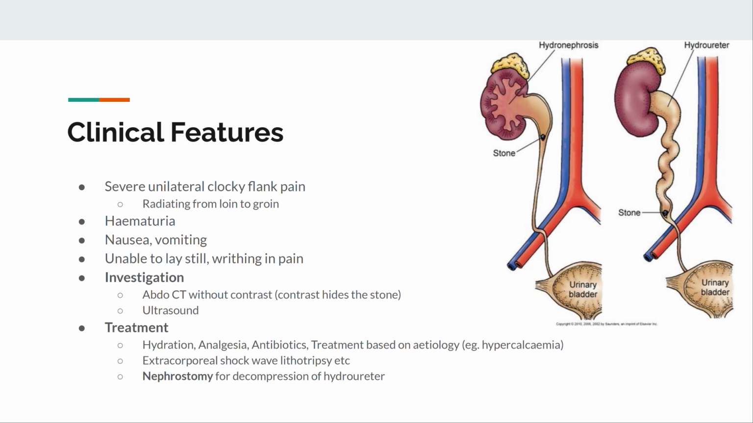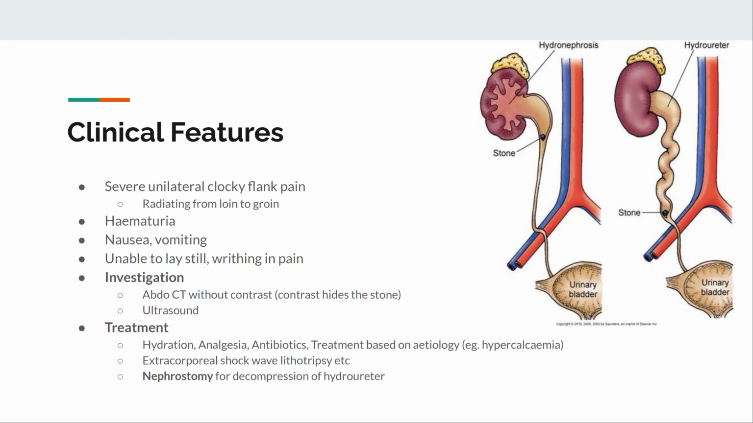For investigations, the best one is an abdominal CT scan without any contrast. The reason is that when contrast fills the ureter as it's being excreted, that bright white fluid in the ureter might hide a stone. But ultrasound can also help because you'll detect hydronephrosis, and certain types of stones will be visible on ultrasound.